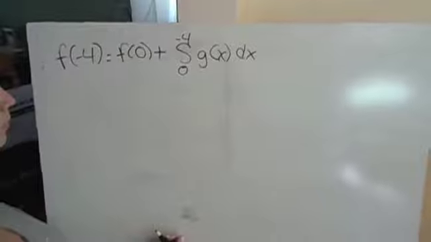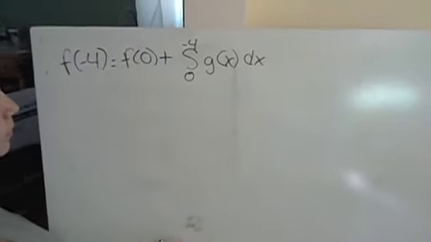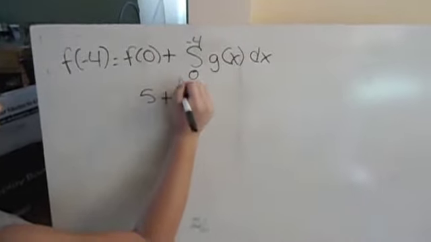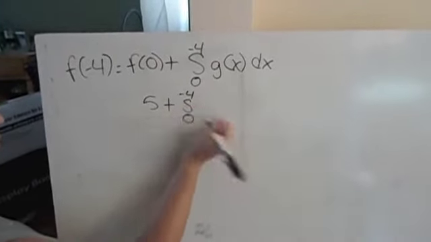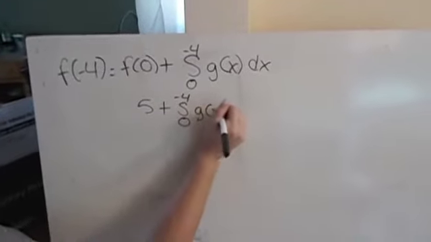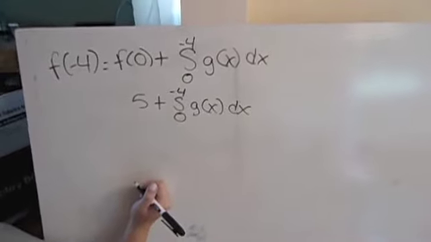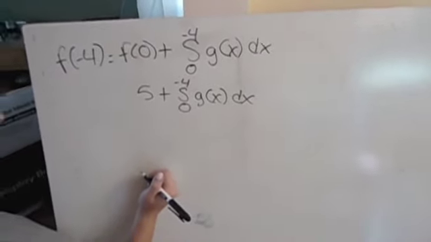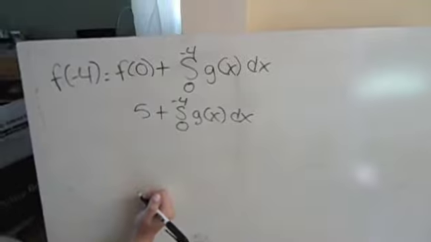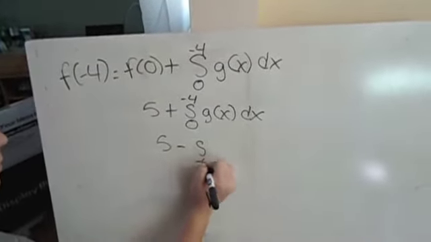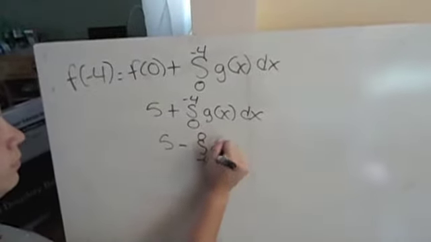B. Find f of negative 4 and f of 4. To find f of negative 4, we must first find f of 0, but we know that is equal to 5 because that is given in the problem. Then we must add that to the integral of 0 to negative 4, g of x. The reason why we use an integral is because we are given the graph as a derivative, so we must find the antiderivative of that to find f of negative 4. But because the negative is not on the bottom, we must switch the equation so that 0 is on top. And to do that, we make the integral negative.